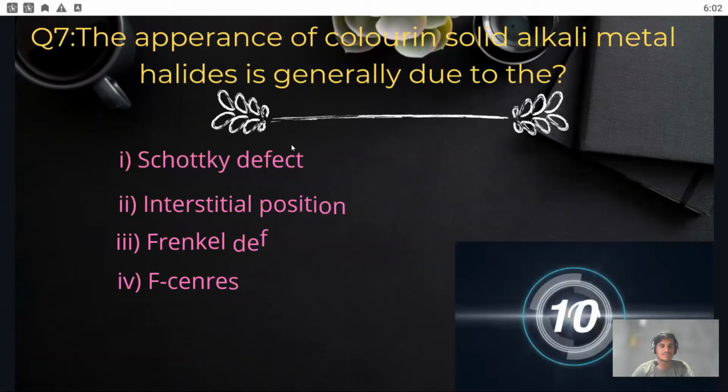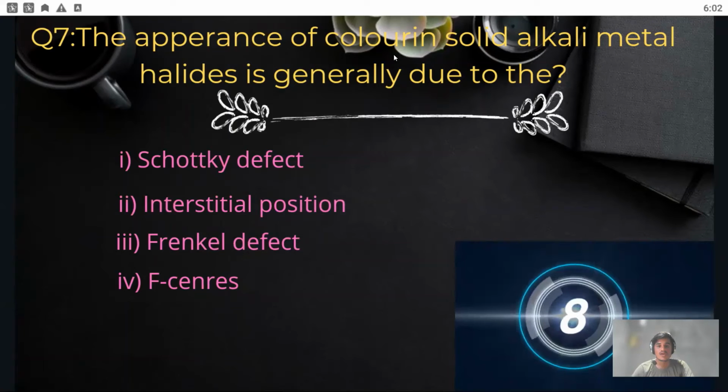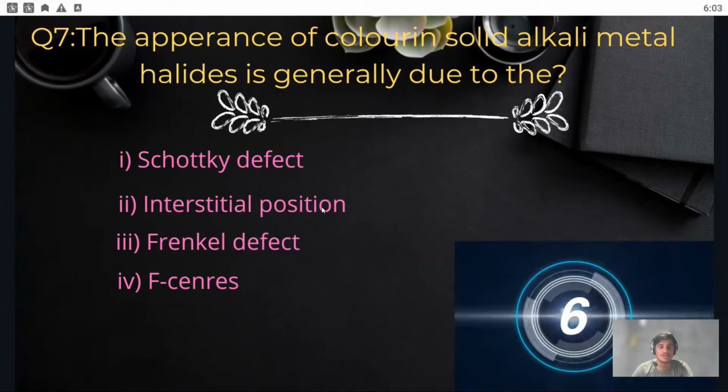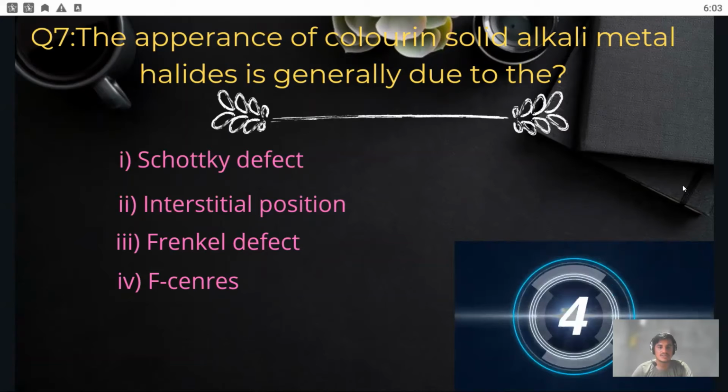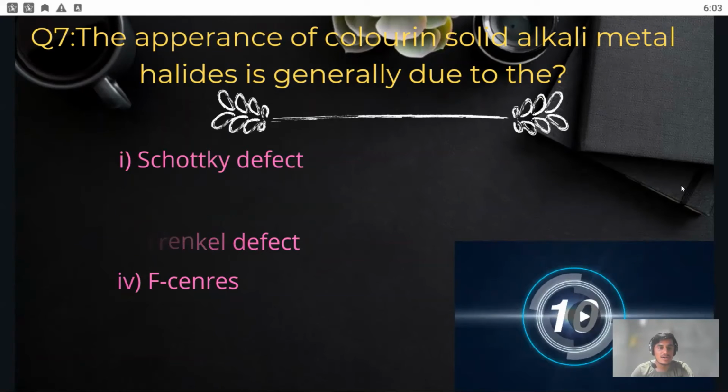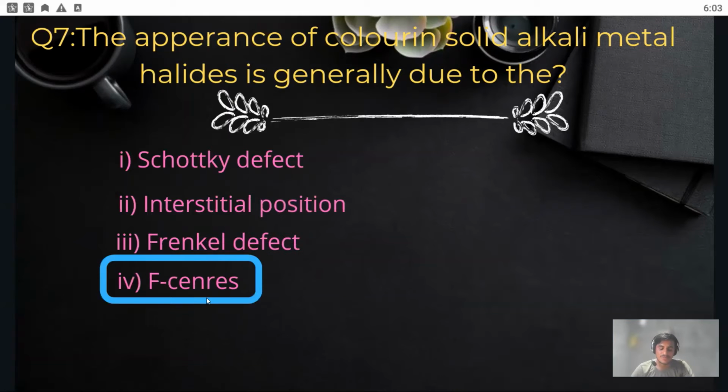Question number 7: the appearance of color in solid alkali metal halides is generally due to the... Here the correct answer is the F center, because when the alkali metal halide is heated in the presence of vapors of an alkali metal, the metal vapor enters the crystal lattice and cation and anion vacancies are generated respectively. Na plus of the metal atom occupies the cation vacancy and the electron occupies the anion vacancy of Cl minus. This trapped electron is called the F center and it is responsible for the color.